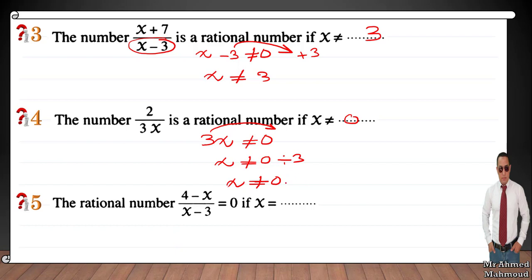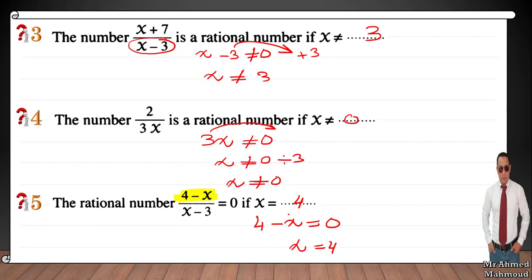Number 5: the rational number (4 - x) over (x - 3) equals 0. The main condition that makes this fraction equal 0 comes from the numerator. Here 4 - x equals 0. 4 minus what equals 0? It's 4 - 4, so x equals 4. Again, 4 minus a number equals 0, so x equals 4.